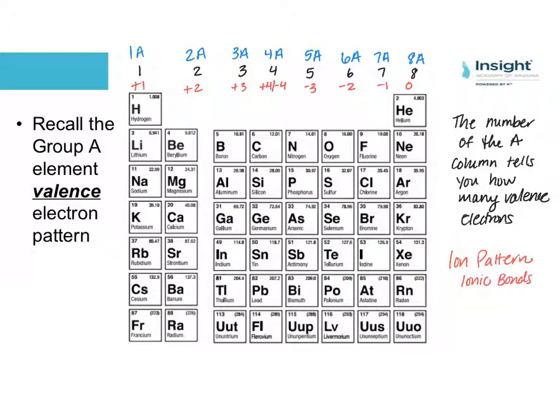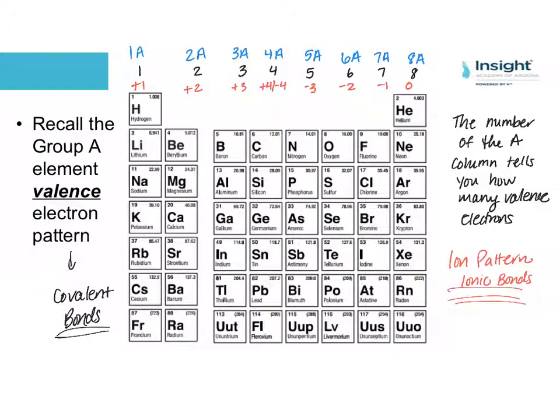The valence electron pattern is useful for covalent bonds. Both of these patterns are something you should be familiar with, so just keep that in mind as you're dealing with things. If you're dealing with ionic bonds, you want to focus on the ion pattern. If you're focusing on covalent bonds and you're asked to draw a Lewis structure, you want to focus on the valence electron pattern. Okay?